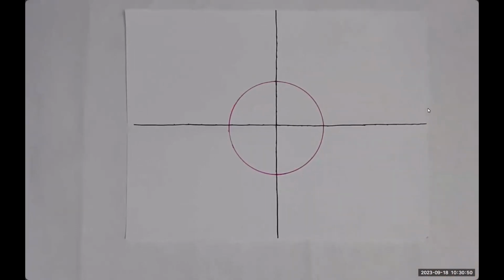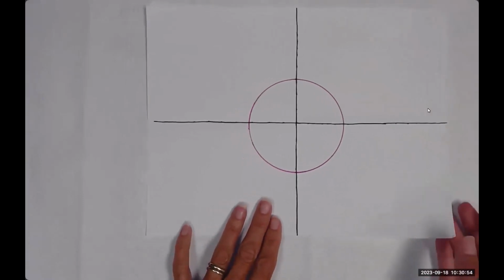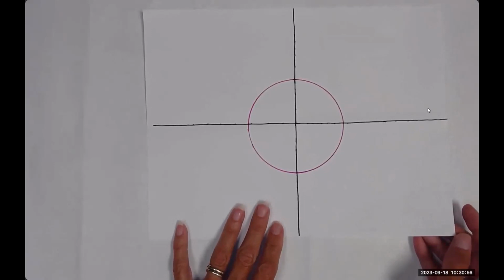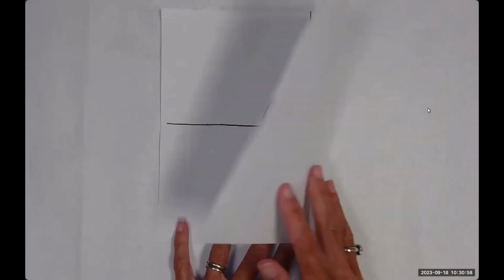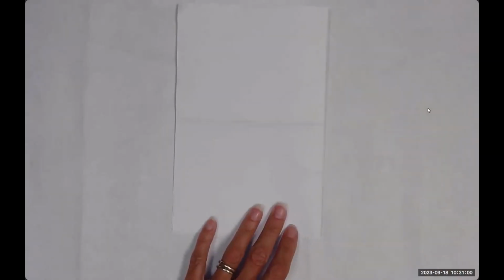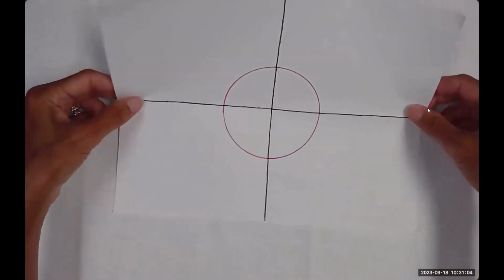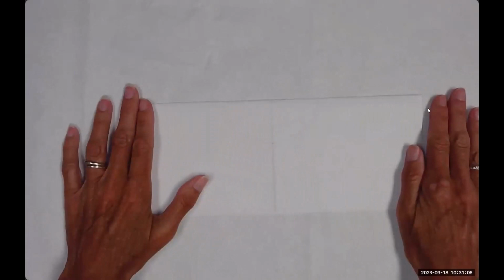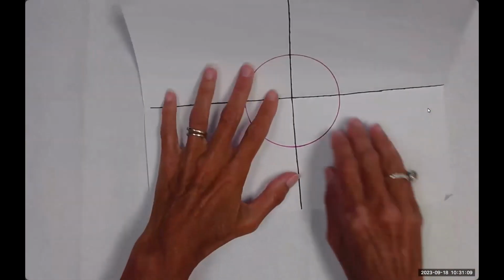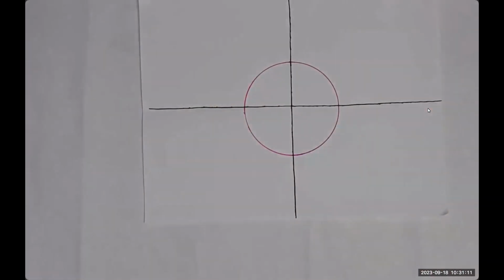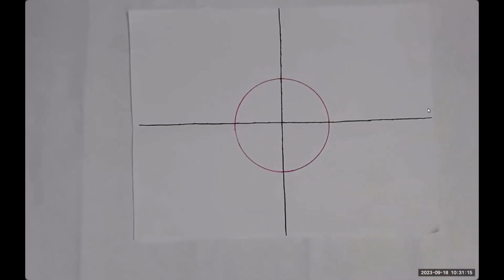Your students can create these with you as they begin to explore angles. This is just a regular piece of white copy paper. I folded it vertically and I folded it horizontally so that there were 4 fourths that were created from these two perpendicular lines, okay?